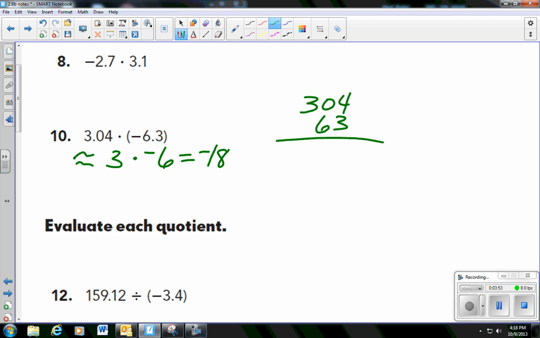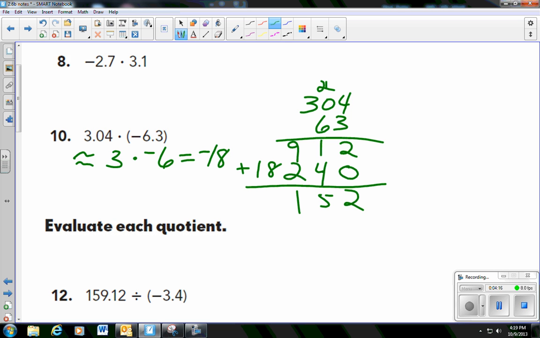Multiply this out. 3 times 4 is 12. Carry the 1. 3 times 0 is 0, plus the 1 is 1. 3 times 3 is 9. Bring down a 0. 6 times 4 is 24. Carry the 2 this time. 6 times 0 is 0, plus the 2 is 2. 6 times 3 is 18. And add these numbers together. You get 2, 5, 11, carry the 1, 9, and 1. So the number we get is 19152.